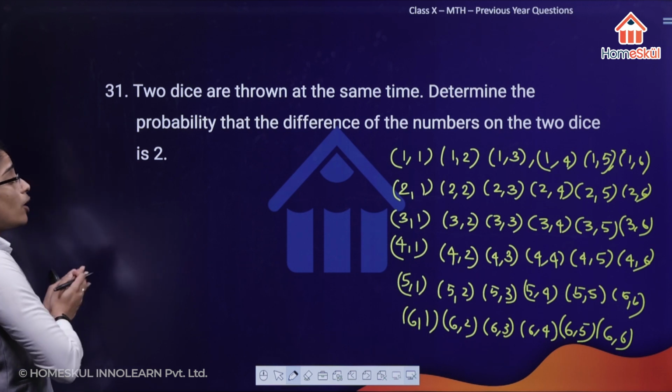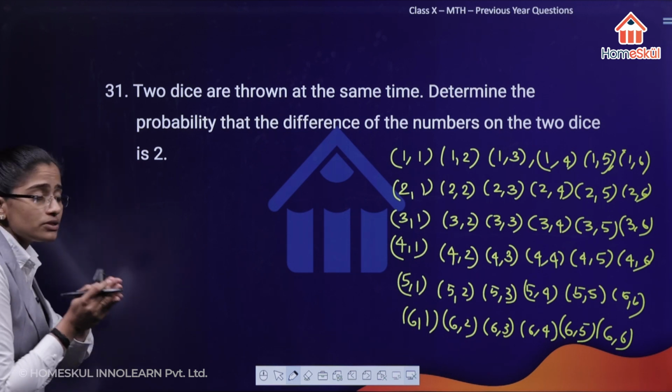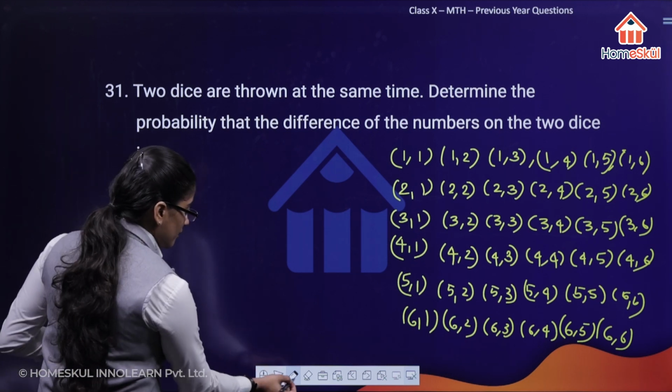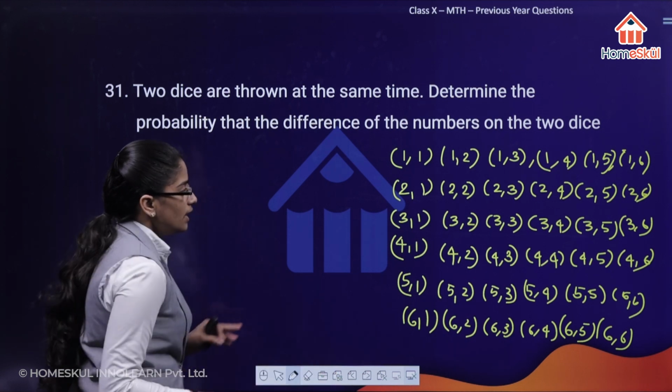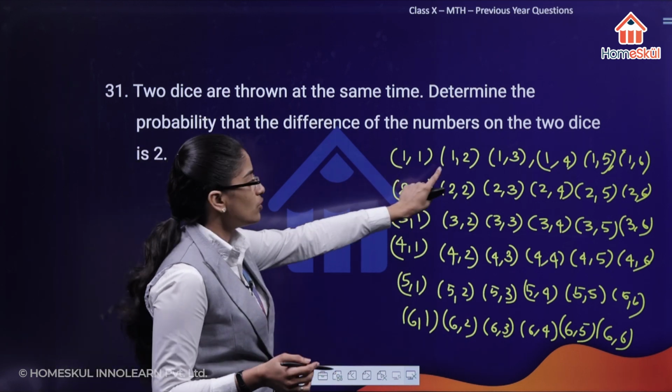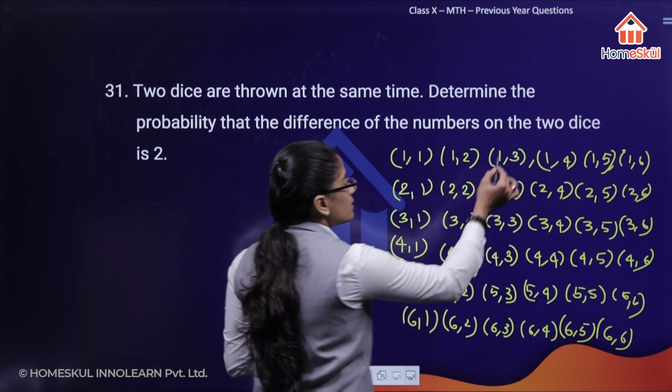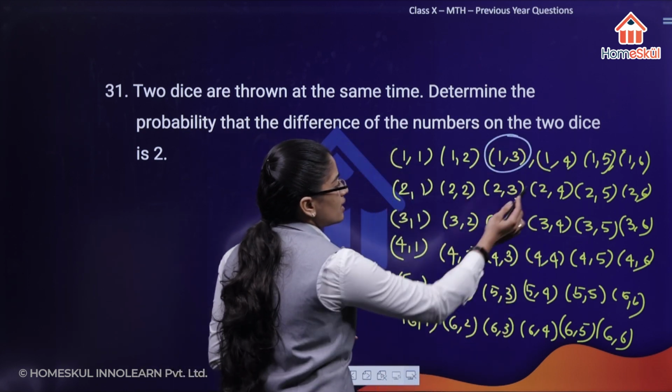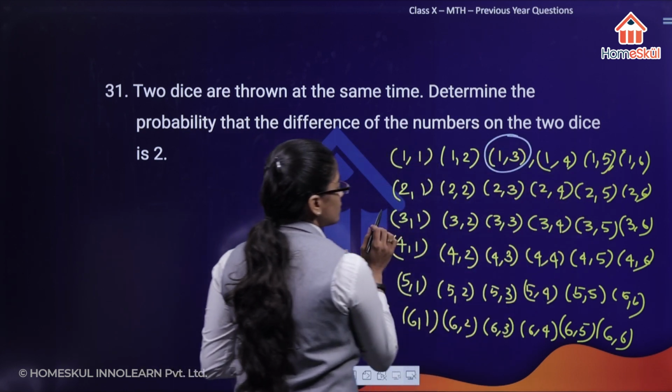They are asking what is the probability that the difference of the numbers on the two dice is 2. So let's find out. Here the difference is 0. 2, 1 difference is 1. 3, 1 is a possibility. Then 4, 1 no, 5, 1 no, 6, 1 that's not a possibility.